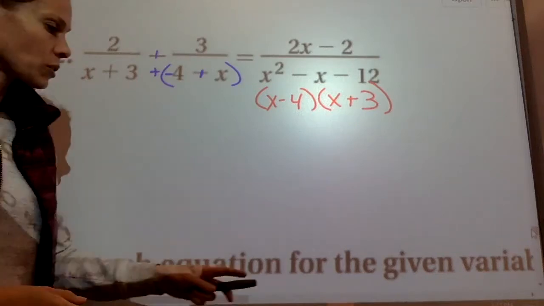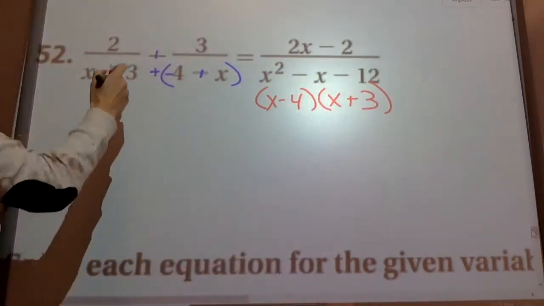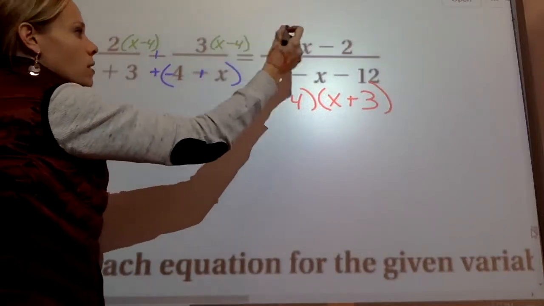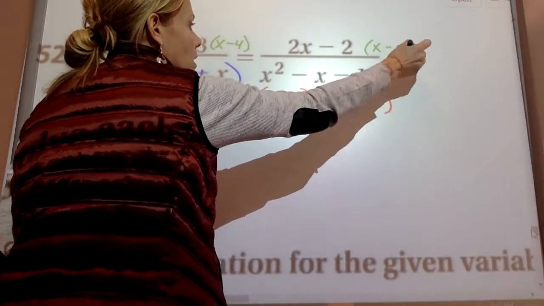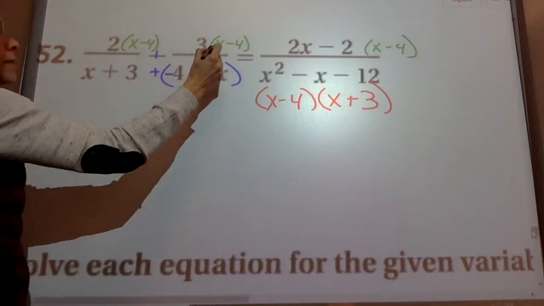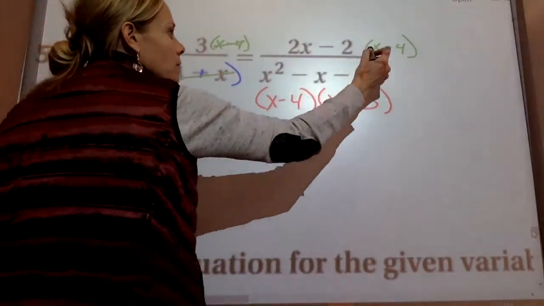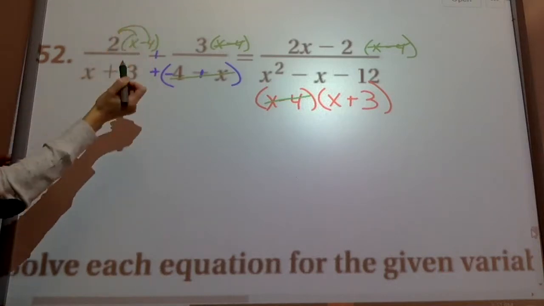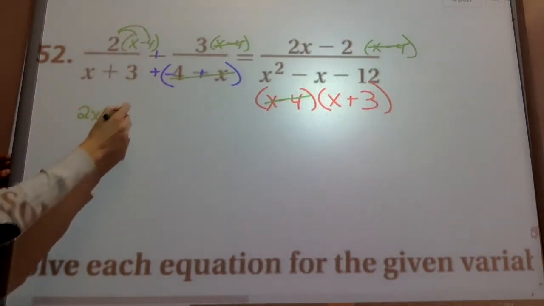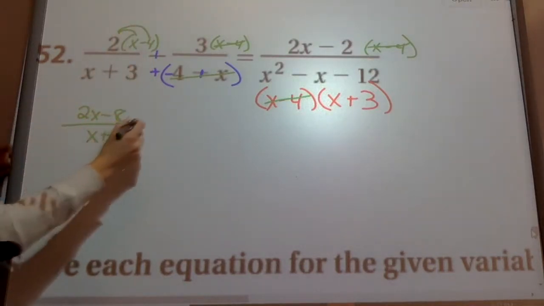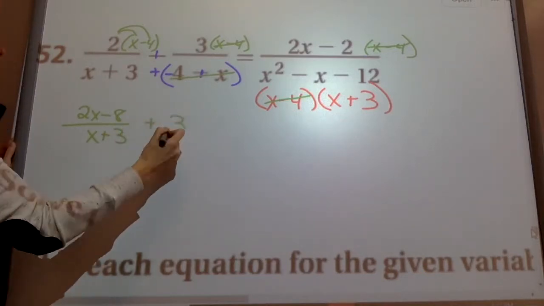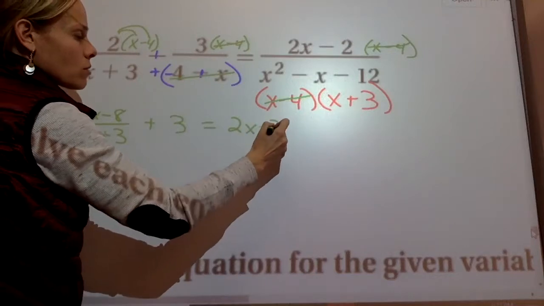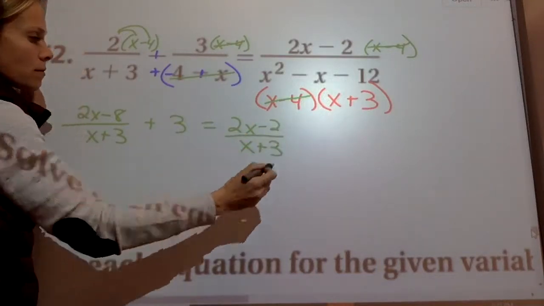Which one do you want to do first? X minus 4. X minus 4, okay. So x minus 4, x minus 4, x minus 4. And again, if they're on top and bottom, they cross off. So this becomes 2x minus 8 over x plus 3. This is just now plus 3. And then this one is 2x minus 2 over x plus 3.